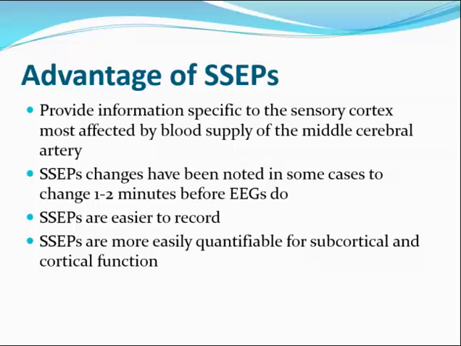The advantages of SCPs in the carotid is that SCPs provide information specific to the sensory cortex, most affected by blood supply of the middle cerebral artery. And like I said, we're also doing the posterior tibial nerve. So in the anterior circulation system, you can also see what is going on when you do SCPs from the lower extremities. So not only do they provide sensory cortex in the area supplied by the middle cerebral, they also do for the anterior cerebral artery system.